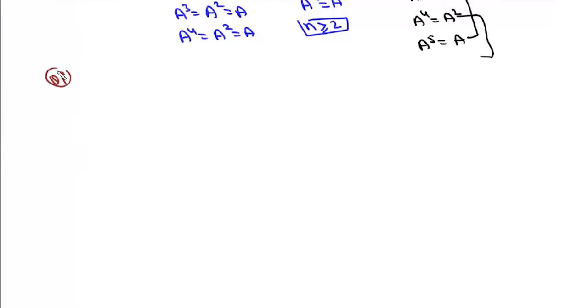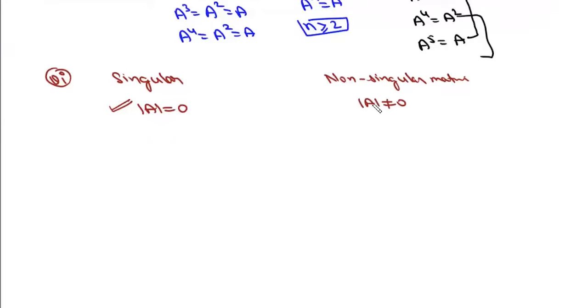Now this sixth one is singular and non-singular matrix. A square matrix is said to be singular if determinant of A is 0. So if we find the determinant of matrix A and if it is 0, we say it is a singular matrix, and if determinant of A is non-zero, then we say it is a non-singular matrix. So for singular and non-singular, all you need to do is just find its determinant.